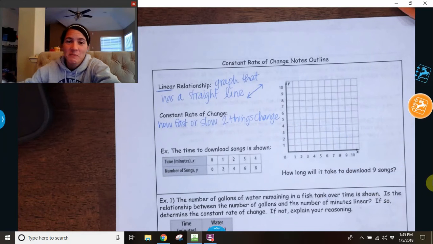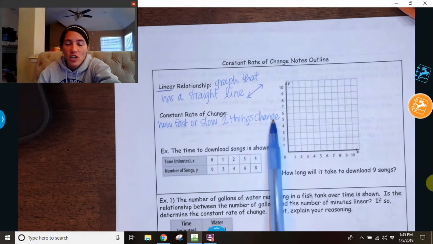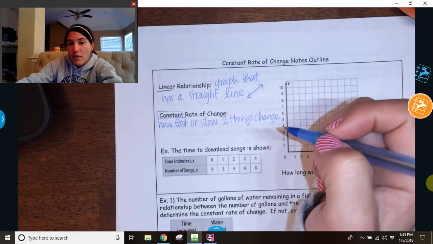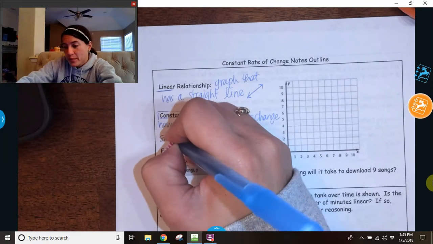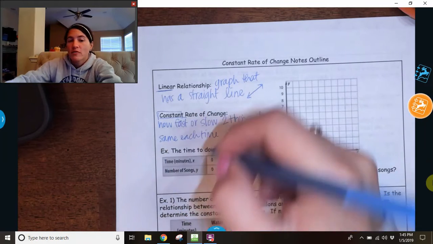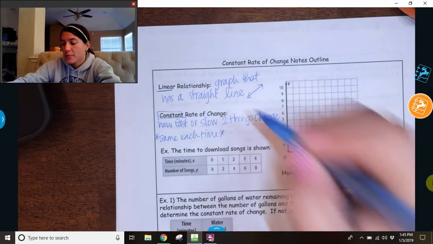How fast or slow two things change. Now, a constant rate of change is when the rate of change is the same. Constant means the rate of change is the same each time.